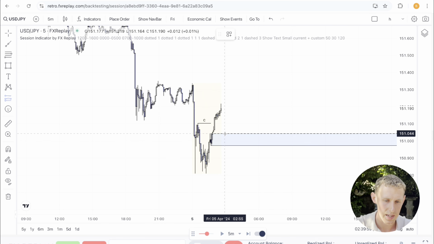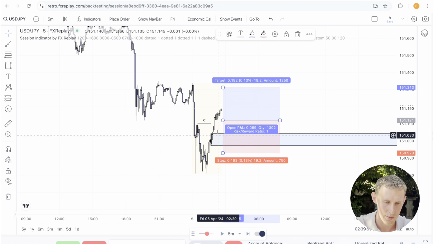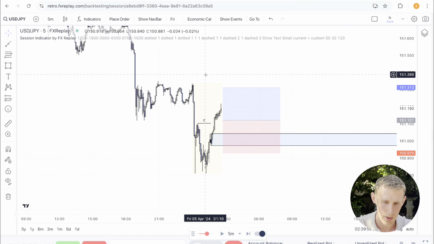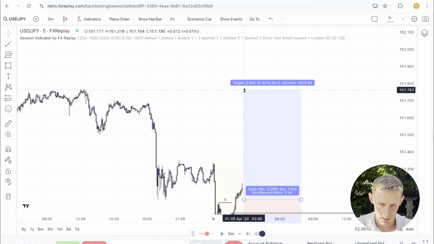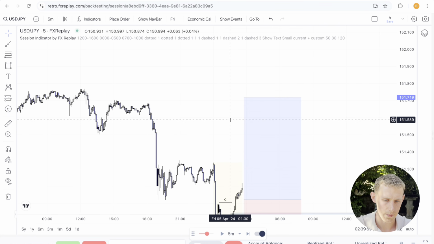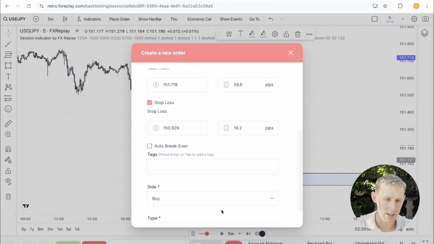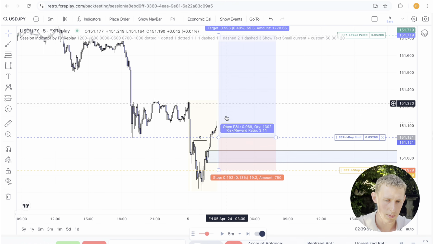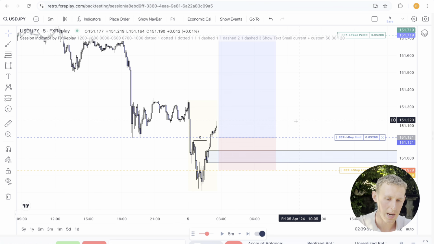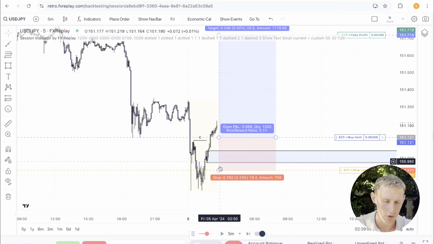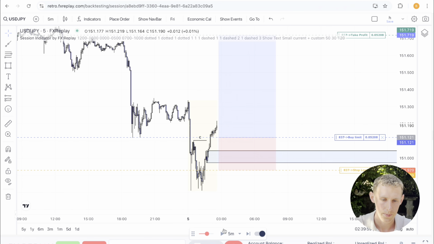Actually, I'm happy to enter here anywhere on this sort of imbalance, that's fine. And then go for a 1 to 3, like that. Just because, again, considering the momentum, price may never pull back to this area, but if we can get an entry here, the trade is still valid.